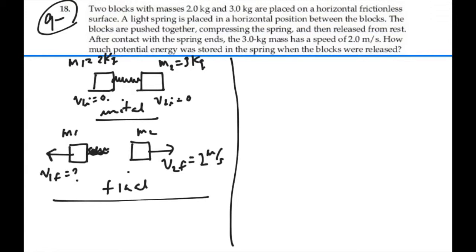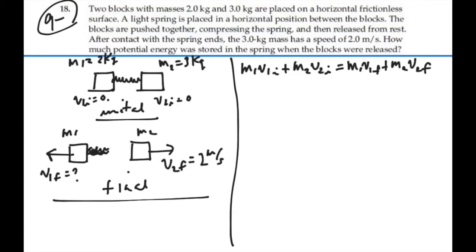Well, we can imagine that all the energy stored in the spring is going to go into the kinetic energy after the spring is released. So if we could find the kinetic energy in the final situation, we would find the potential energy of the spring when it was initially released. And so we can use conservation of momentum to find the final velocities and then calculate the final kinetic energy. So let's use our one equation to rule them all: mass 1 v1 initial plus mass 2 v2 initial equals mass 1 v1 final plus mass 2 v2 final.